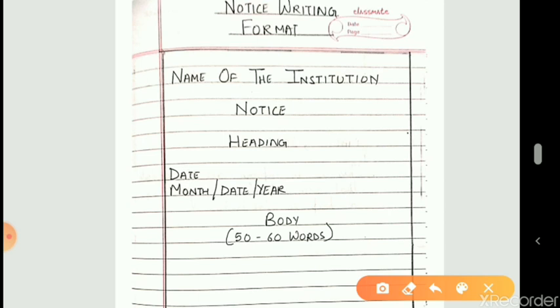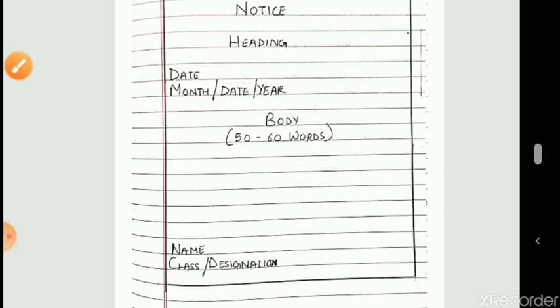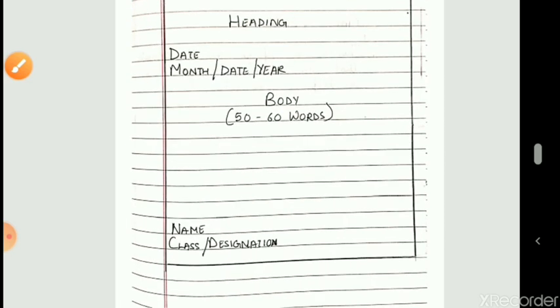And the body of the notice should not exceed 50 to 60 words. And the body, students, will have the purpose of the notice, that is all relevant details, that is the date, venue, time. That is the body of the notice. After writing the body, maybe it is of 4 lines, 3 lines, depending upon your matter, but remember it should not exceed 60 words.